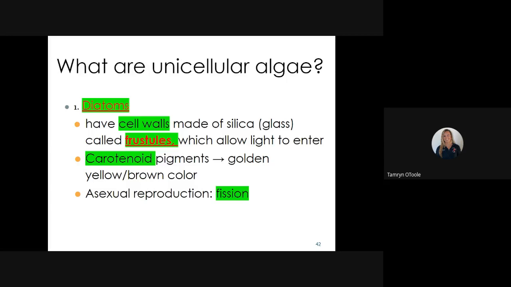All right, so these are autotrophic organisms. They are photoautotrophs. There's your big vocab term for the unit. But these photoautotrophs, these diatoms, have these frustules which allow light to enter. They also do have a carotenoid pigment. So when you think of carotenoid, you should think like carrot. It kind of gives them like a golden yellow kind of brown color. Not as orangey as a true carrot, but carrots do have this type of pigment as well.